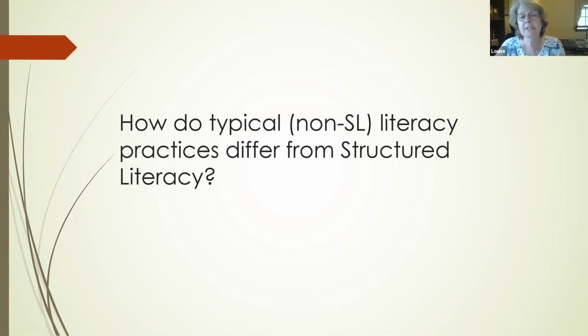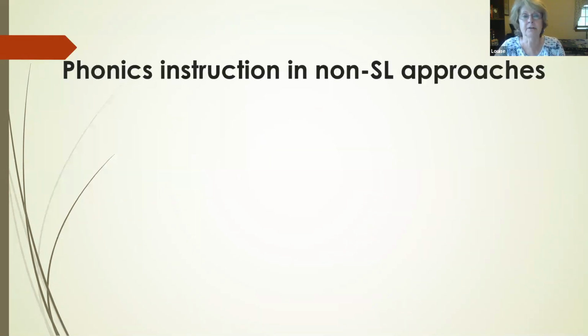There's a principle in structured literacy that when you're teaching a skill, it's valuable to use non-examples of the skill as well as examples. So in a sense, what I'm doing here is trying to enact that principle to show you what is not structured literacy as well as what is structured literacy.